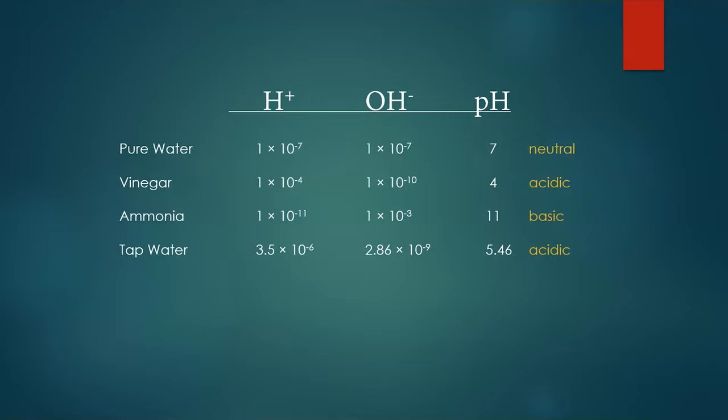And then finally, for the tap water, the H+ is greater than 1 times 10 to the minus 7th, making it acidic. The hydroxide is less than 1 times 10 to the minus 7th, also telling us it's acidic. And of course, the pH is less than 7, again confirming that it's acidic.